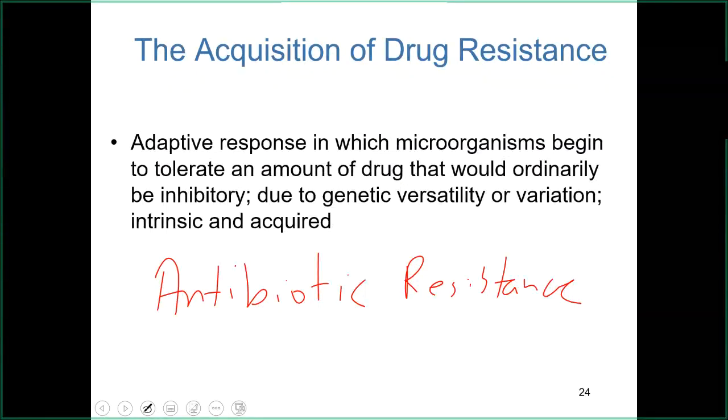So, well, what this is, it's an adaptive response, right, that organisms have where they are able to tolerate a drug that would normally kill them. They become resistant to something that formerly they were sensitive to, that they would have been inhibited by or even destroyed by. And they are able to adapt, not because they get stronger.